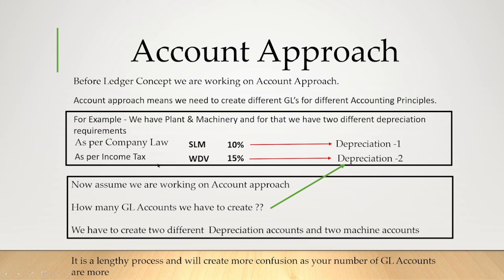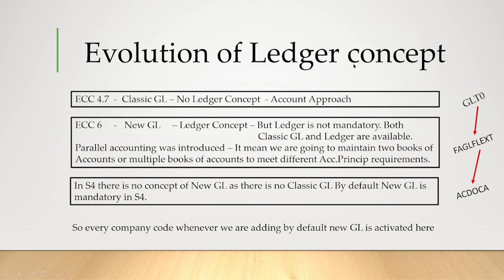For example, here also, what happened in account approach for this requirement, we were creating different GL accounts. For WDV, as per income tax, we were creating different GL accounts. Instead of creating GL accounts for different accounting principles, for different requirements, you have to create ledgers. That is the ledger approach. Now evolution of ledger concept.